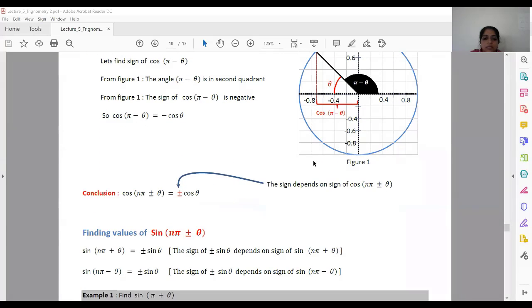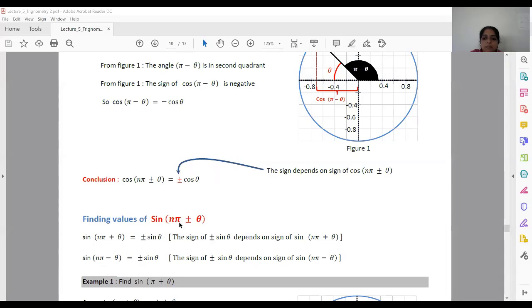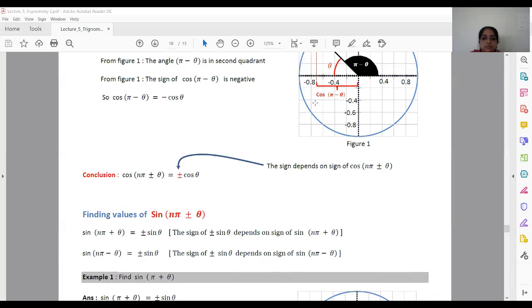Now, finding the value of sin of n pi plus or minus theta is the same as cos. The sin function will remain sine in both cases, and it is positive or negative depending on the sign of sin of n pi plus theta, or sin of n pi minus theta.